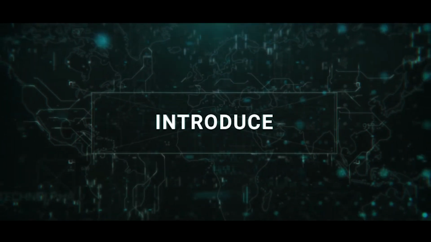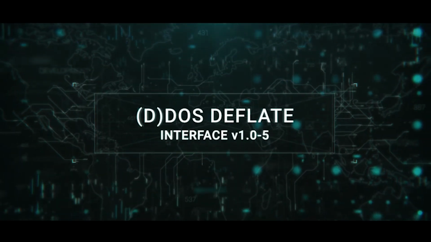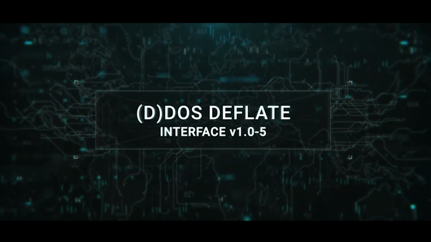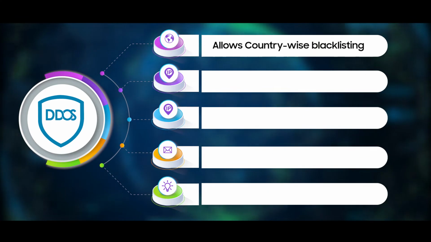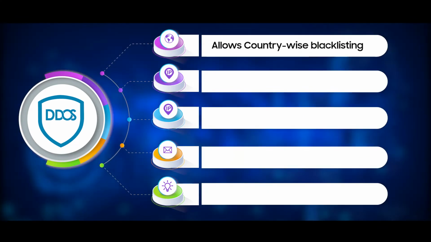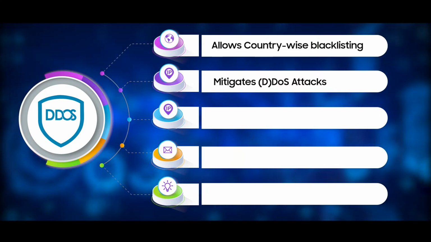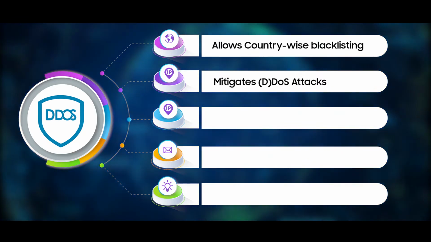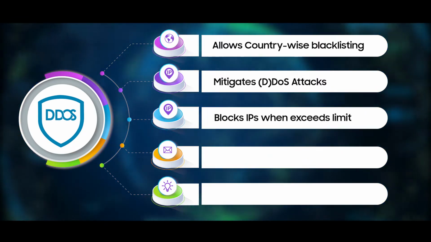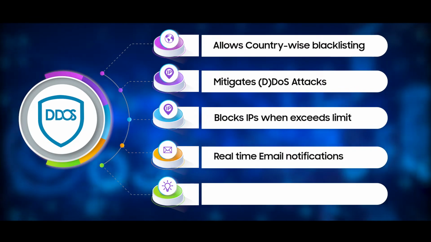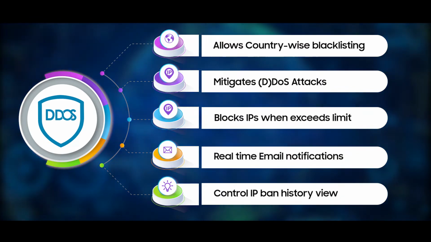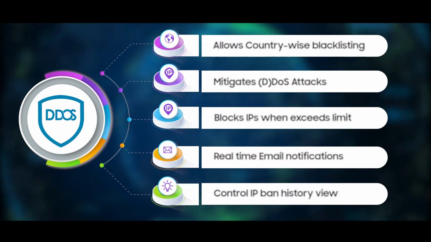DirectAdmin Head Server Technologies are proud to announce the release of DDoS Deflate Interface DirectAdmin version 1. DDoS Deflate Interface comes with an option to block country-wise and port-wise IPs. The new version mitigates DDoS attacks by blocking the IPs when they have exceeded the threshold limit. We have brought the modification to real-time email notifications and enabled control of the IP ban history view.